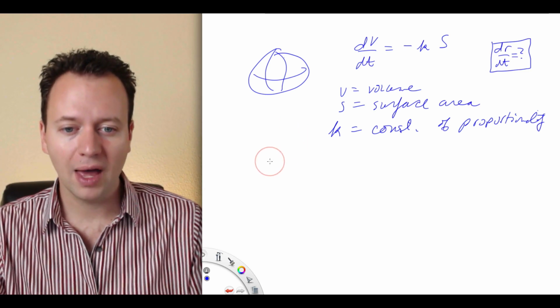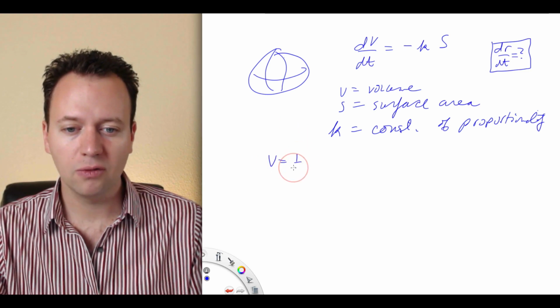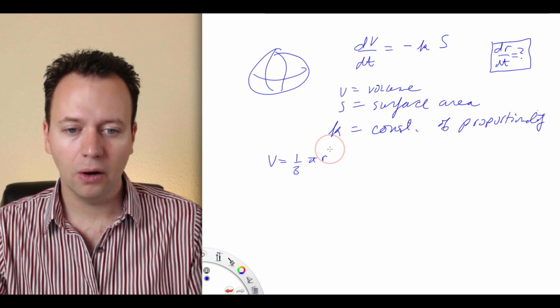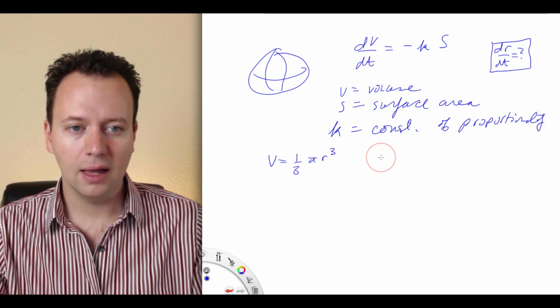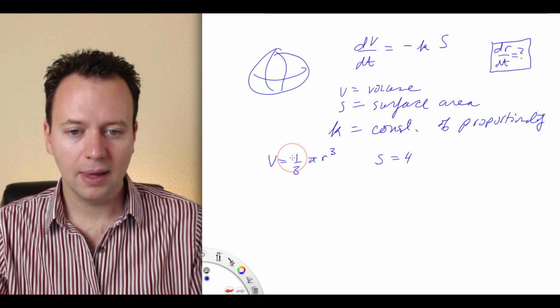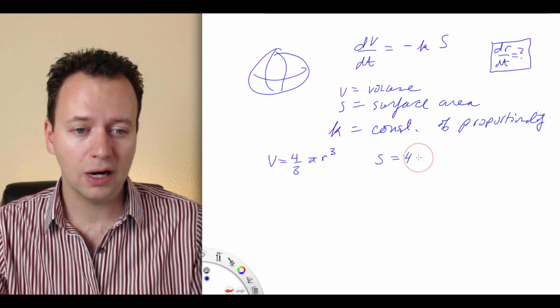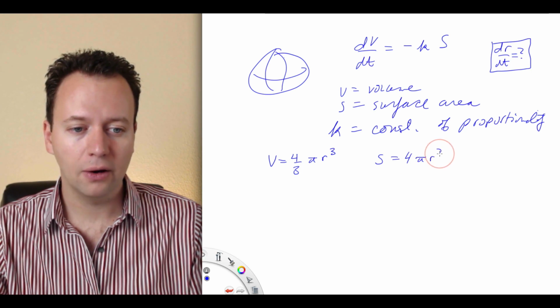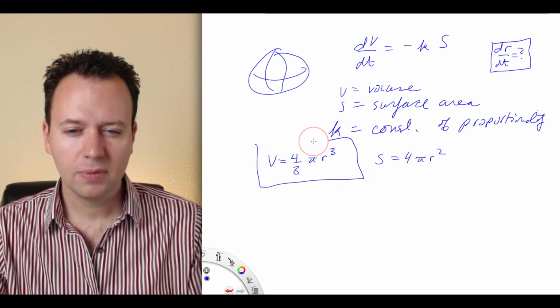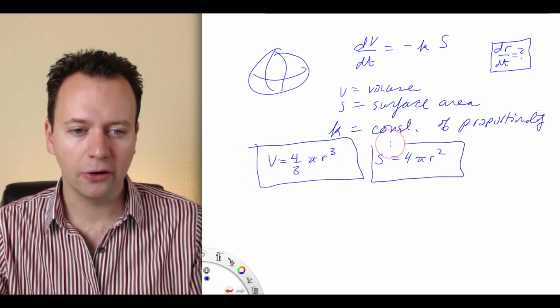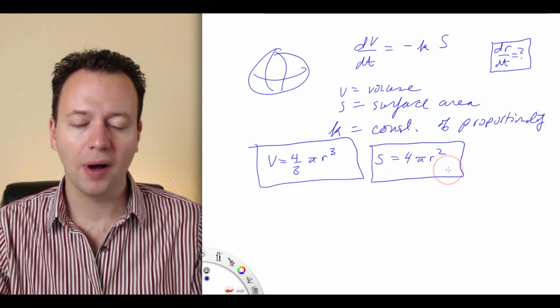In particular, when we have a sphere, the volume is given by 1/3 pi r cubed. And the surface area, I'm just joking, 4/3 pi r cubed. The surface area is 4 pi r squared. So the volume is 4/3 pi r cubed, and the surface area is 4 pi r squared.